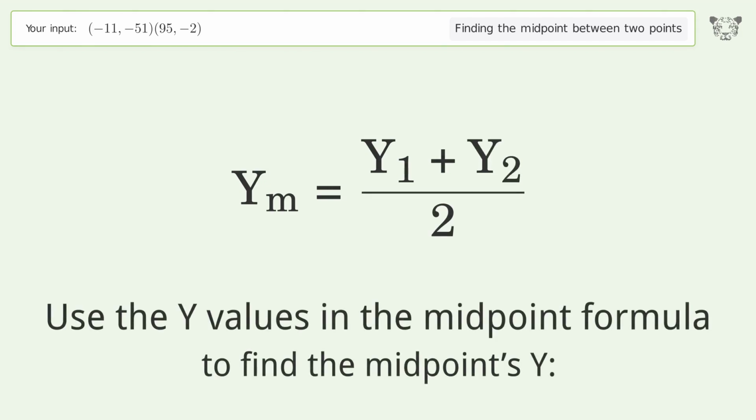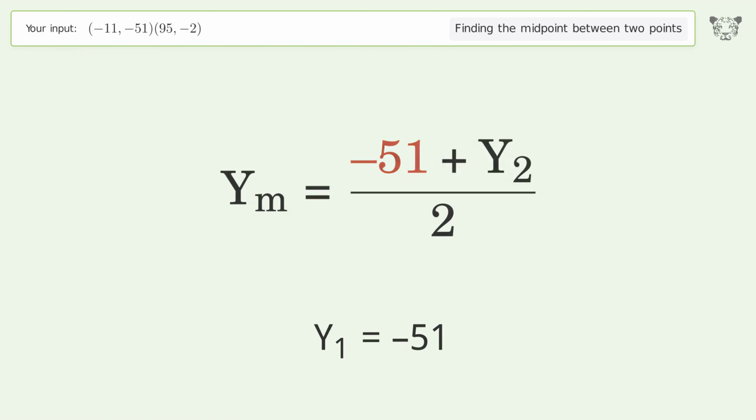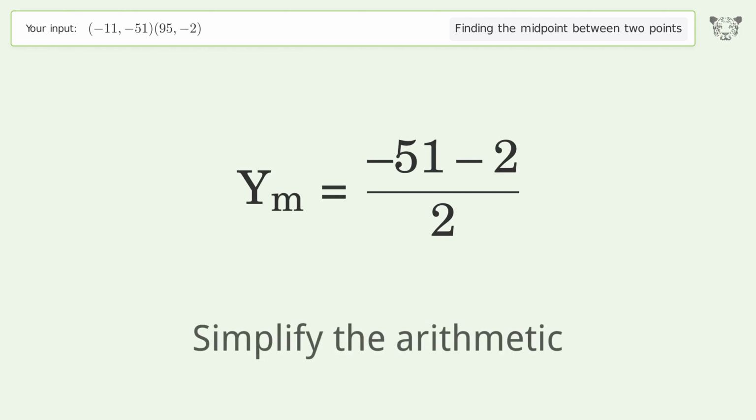Use the y values in the midpoint formula to find the midpoints y. y1 equals negative 51. y2 equals negative 2. Simplify the arithmetic.